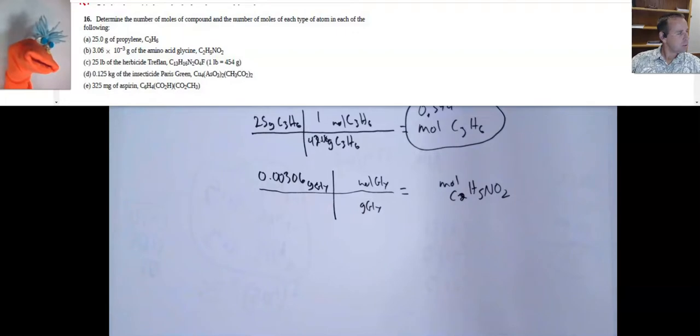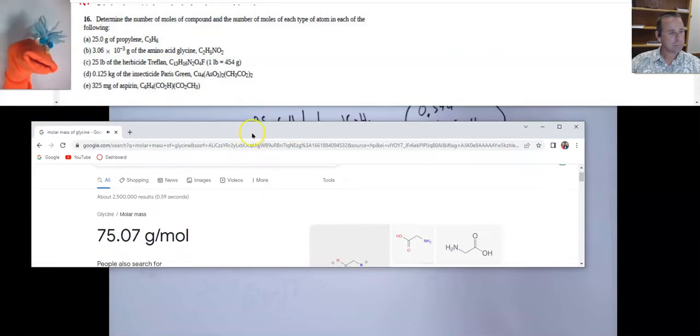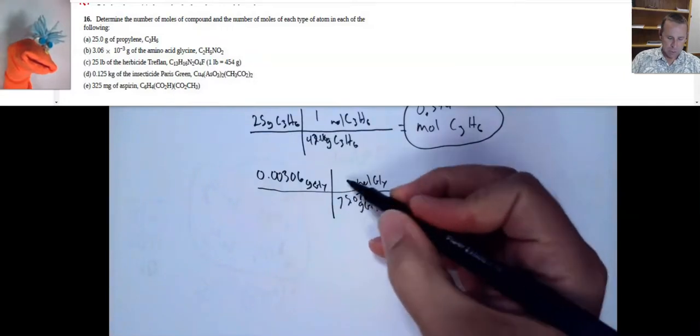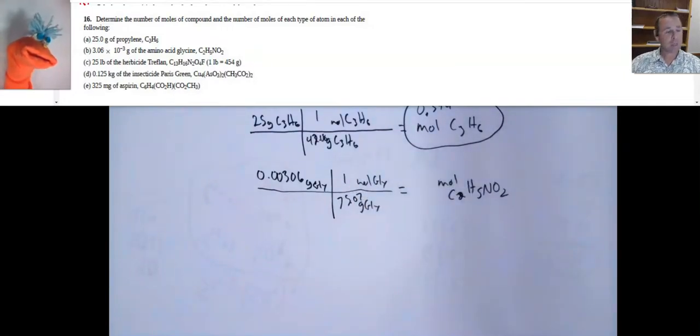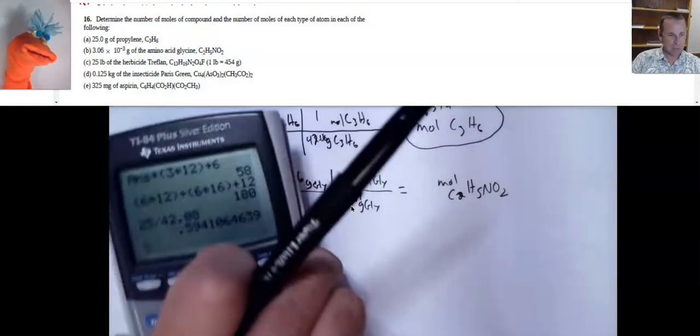I'm going to ask Google, molar mass of glycine. The molar mass of glycine is 75.07 grams per mole. Now, if I was on an exam, I would have to add up 2 carbons, 5 hydrogens, 1 nitrogen, and 2 oxygens. So we got 75.07. Most of the time in the exam, however, they're going to also give you the molar masses as well. Okay, so 0.00306 divided by my 75.07.